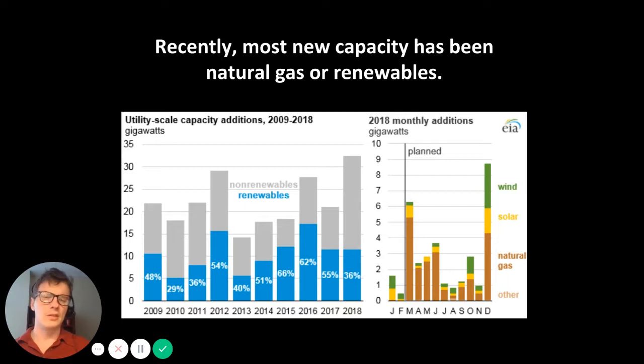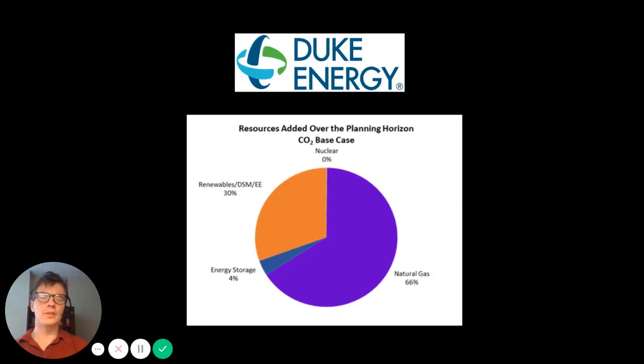In 2018, you can look specifically at capacity additions throughout that calendar year. And you can see that most of the generation capacity that was added was natural gas. Pretty much anything that was not natural gas was wind and solar. And so this is consistent with what we see in North Carolina. Duke Energy has been retiring coal-fired power plants and replacing them with a combination of natural gas and renewables.